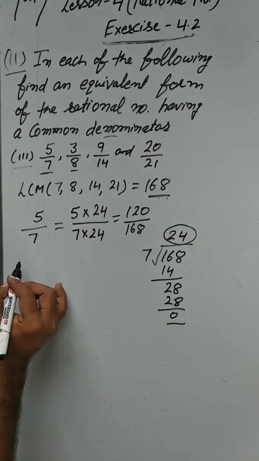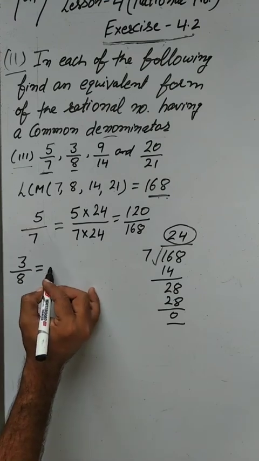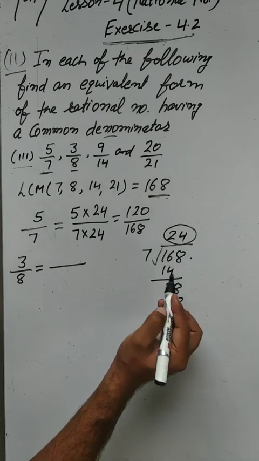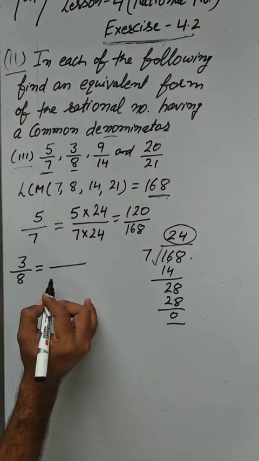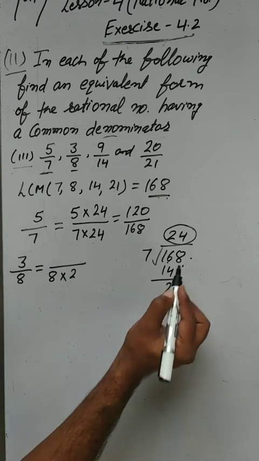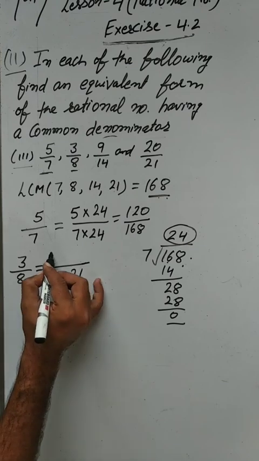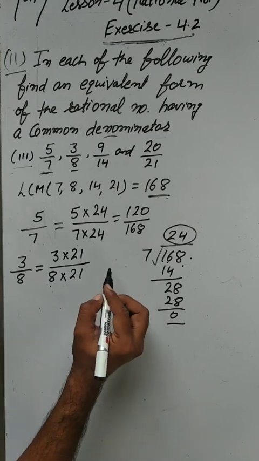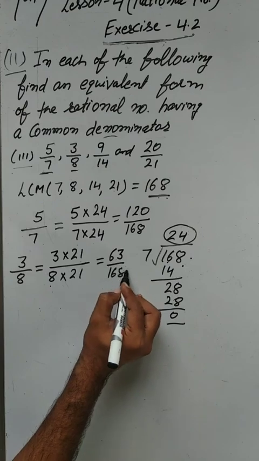Clear? Similarly in the second rational number, 3 upon 8, I want to change 8 into 168. Same as here. Divide 168 by 8. 8 2s are 16, 8 1s are 8. It will be 21. So 8 multiplied by 21 will be 168. Similarly 3 multiplied by 21. Understood beta? 21 3s are 63 upon 168. Clear?